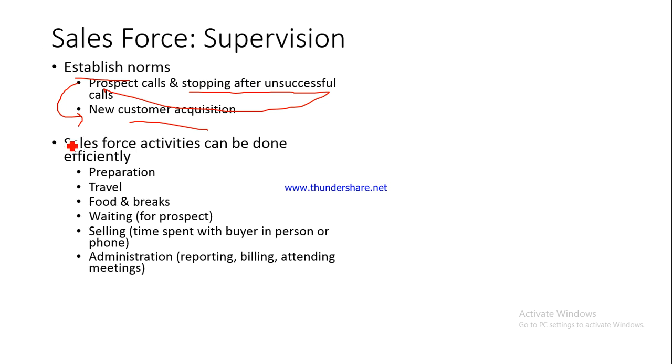Then we have to understand that a salesperson basically has to divide his time among different activities. What are these activities? Have a look at these activities here. Preparation. What do we mean by preparation? I hope you remember the pre-approach stage, wherein we were collecting information about the prospect whom we are going to visit in the approach stage. So that is part of the preparation.